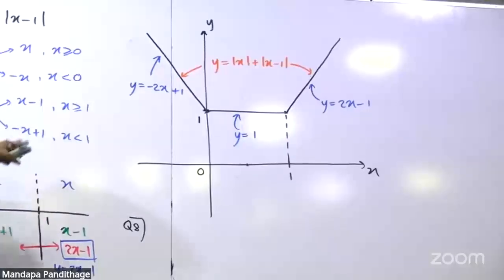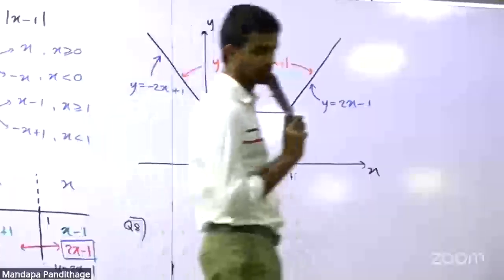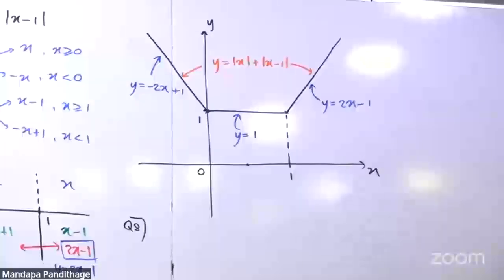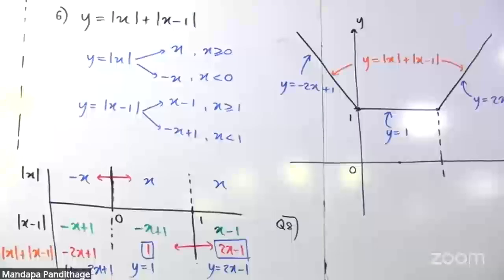So after this, do question number 8. Same thing. Get the 2 turning points on the number line. Then write the definitions in the regions you get. Okay, so what is question number 8?